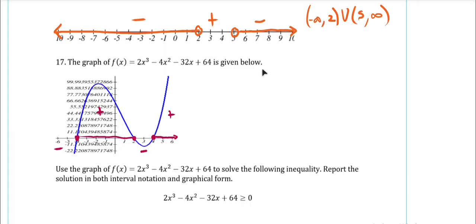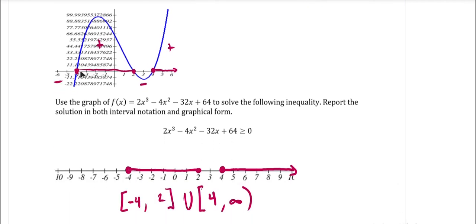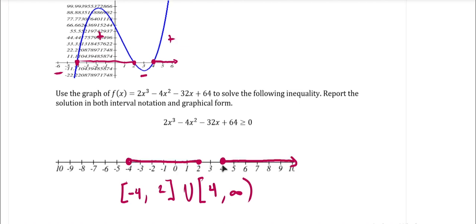This is a similar question, but now we don't even have to move it around to answer the inequality. They're just asking, where is this function greater than 0? Okay, between these 2 regions and after this. So we're going to have from negative 4 to 2 and from 4 to infinity. And we use brackets to include the endpoints because this is an or equal to inequality. And we shade our graph this way.